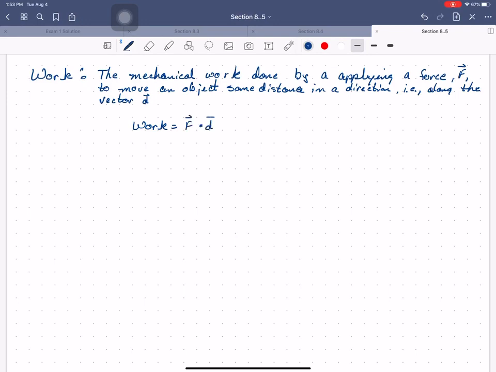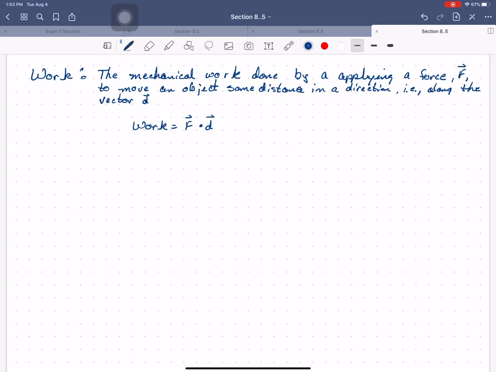And when we introduce vectors, what we see is we need to scale that by the magnitude. Well, actually, that's not true. It's just the dot product of the two vectors. The work done is the dot product of the two vectors. That's all there is to it.